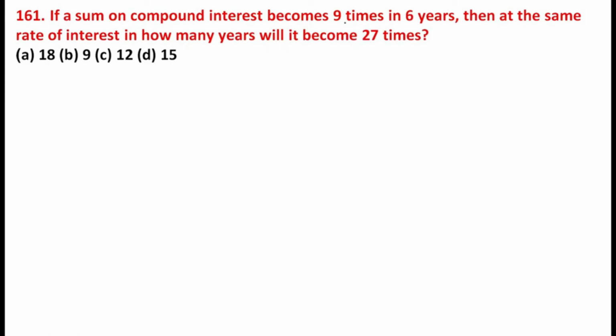If a sum on compound interest becomes 3 times in 6 years, then at the same rate of interest in how many years will it become 27 times? So it's a direct question. See, I just consider there is an amount P. The sum of amount becomes 9 times, it takes 6 years. So 9 times of any amount takes exactly 6 years.